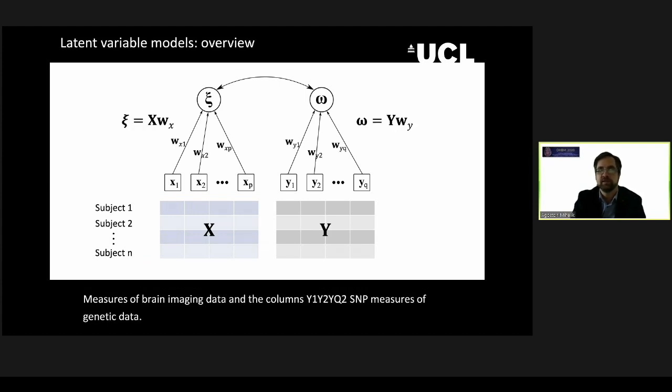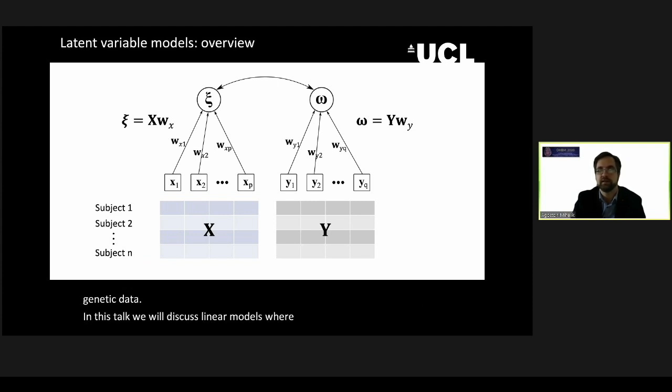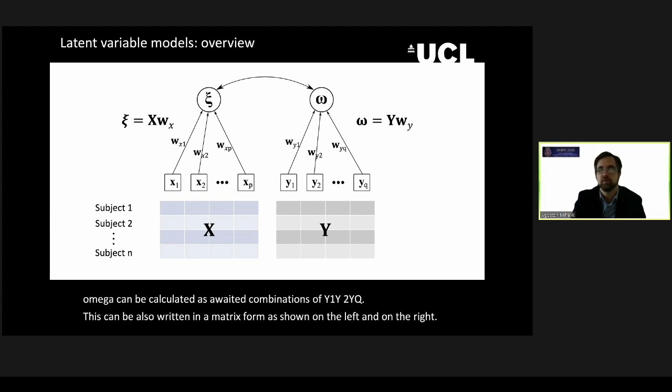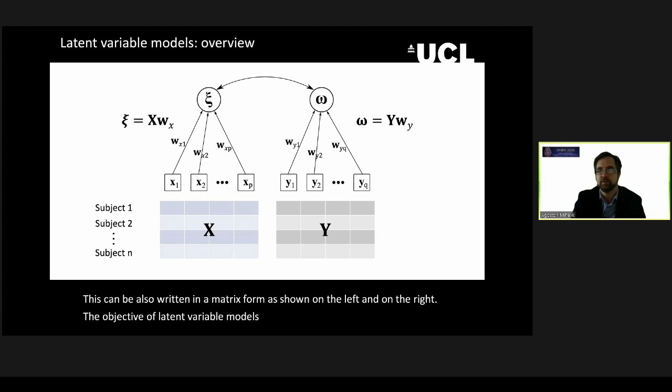In this talk, we will discuss linear models, where the latent variable Xi can be calculated as a weighted combination of X1, X2, XP, whilst the latent variable omega can be calculated as a weighted combination of Y1, Y2, YQ. This can also be written in a matrix form as shown on the left and on the right. The objective of latent variable models is to find these weights Wx, Wy, such that Xi and omega are maximally associated to each other.